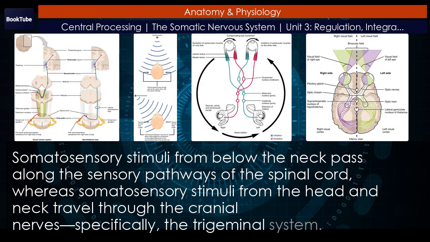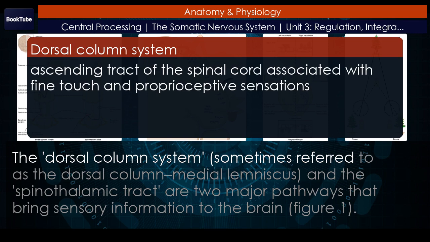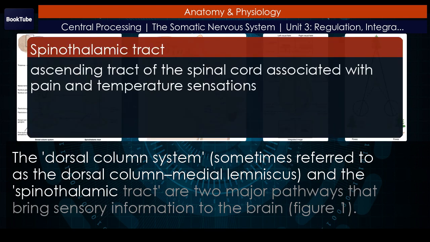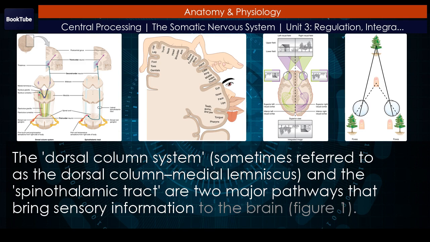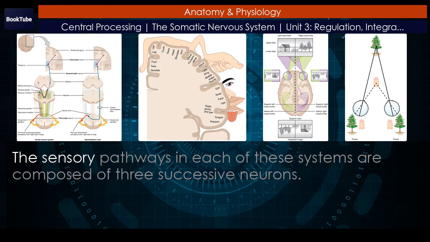Specifically, the trigeminal system, the dorsal column system, sometimes referred to as the dorsal column medial lemniscus, and the spinothalamic tract, are major pathways that bring sensory information to the brain. Figure 1. The sensory pathways in each of these systems are composed of three successive neurons.